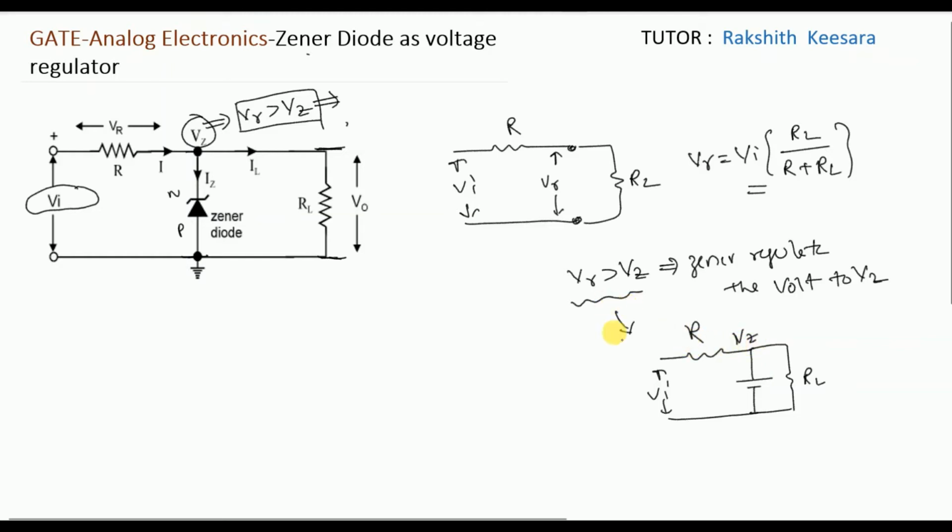Now see here. Change the input, change the load resistance, but the voltage will not change. Why? It's the property of the Zener to limit the voltage to Vz.